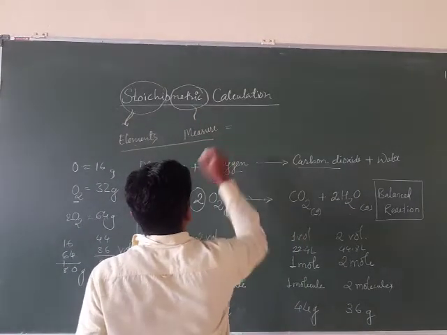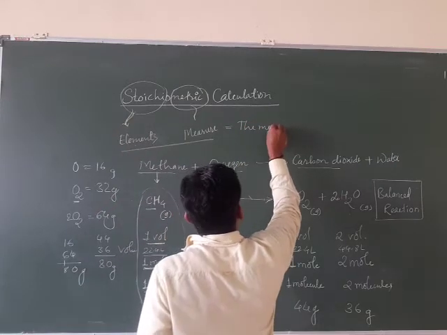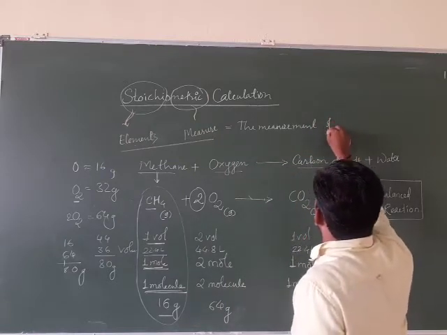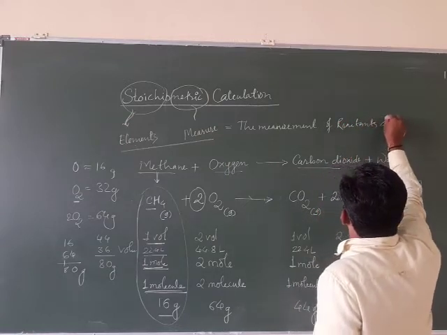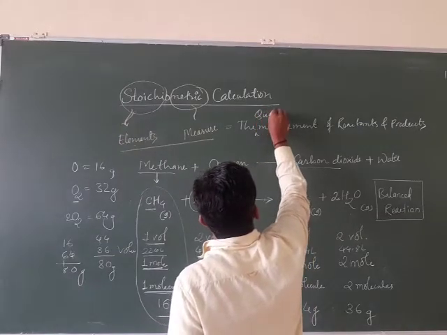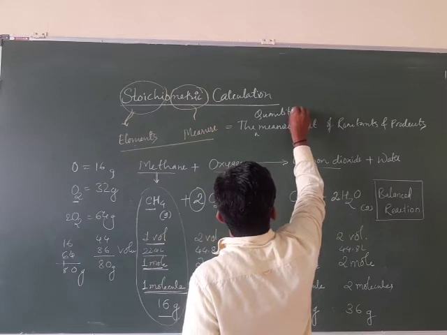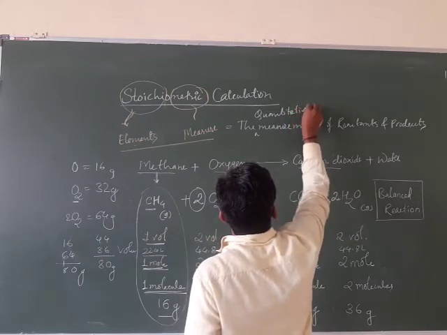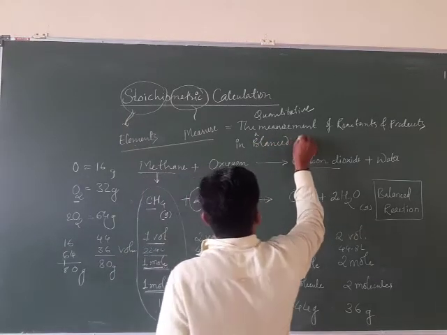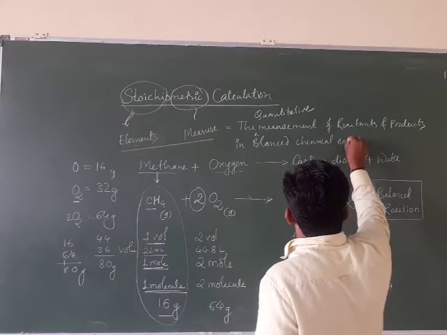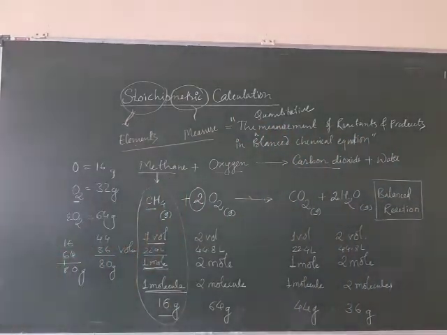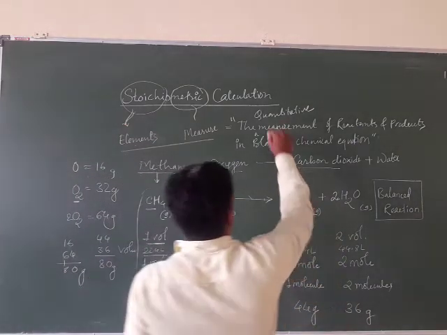So what is stoichiometric calculation? The measurements of reactants and products, or the quantitative measurements of reactants and products in a balanced chemical equation, is called stoichiometric calculation.